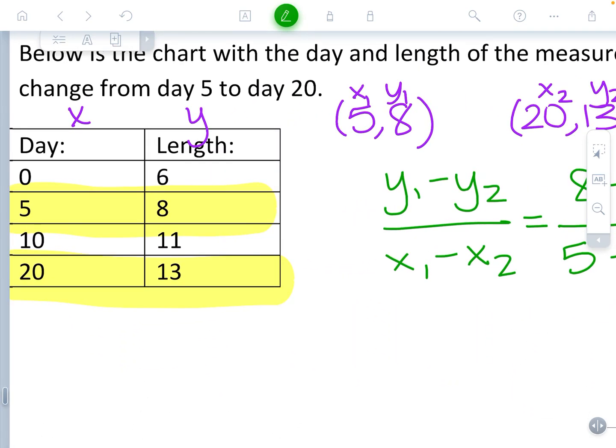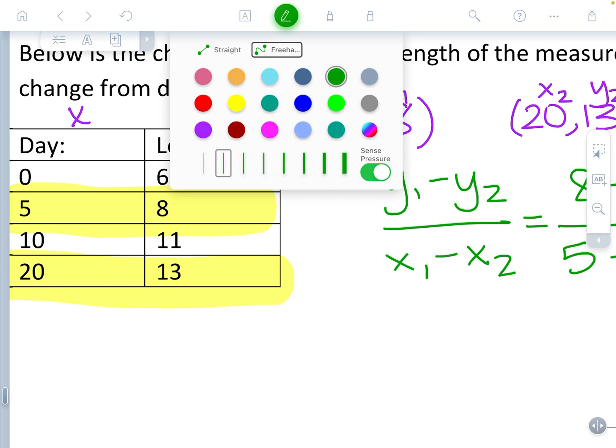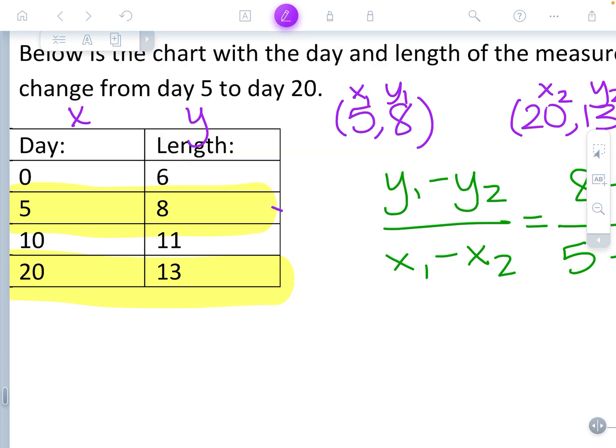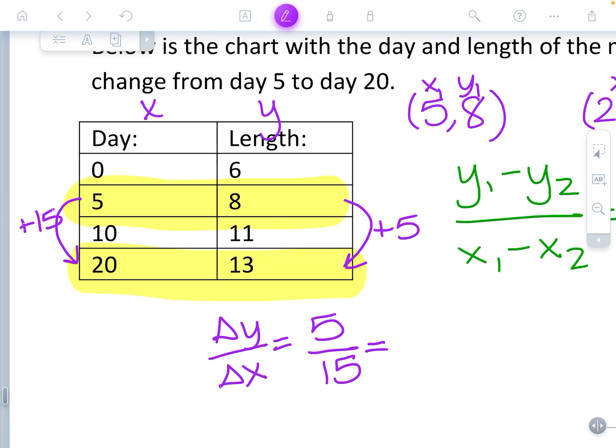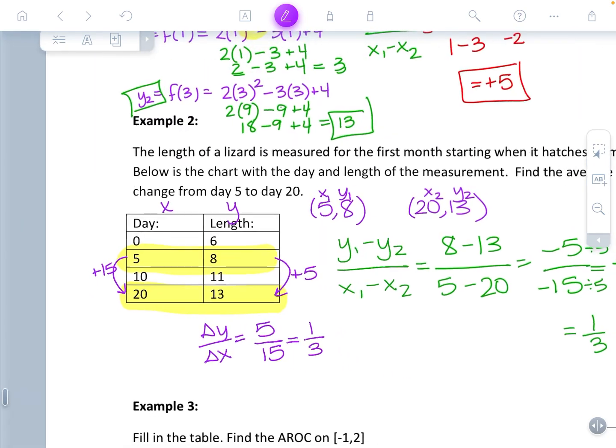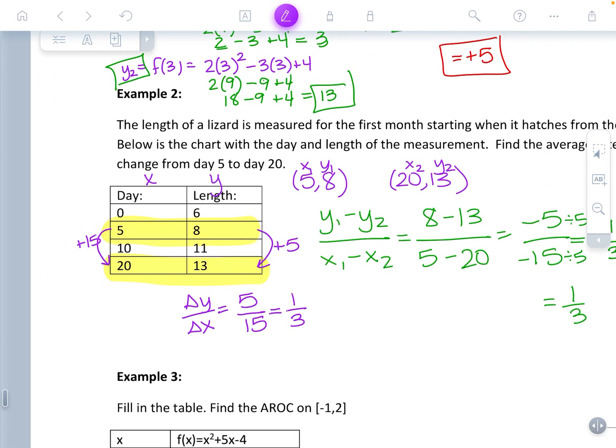So I'm just going to look at my table, and I'm going to look at my y values and see how they change. From 8 to 13, what happens? Well, it goes up, and it goes up 5. Okay, for my x values, from 5 to 20, what happens? Well, it goes up, and it goes up 15. So my change in y over my change in x is it went up 5 over 15. So then I can simplify and say divide by 5 on top and bottom, and I get 1/3. So that way was a little faster.